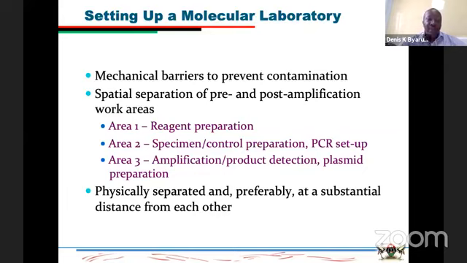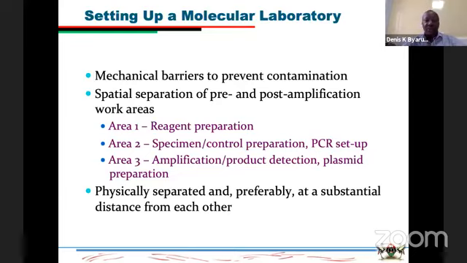We also recommend a separate area for specimen preparation, where you precisely receive the samples, you process them, and you do your extraction where necessary, or where you are having separate or combined processes for extraction. And area number three is normally where you do your amplification, and this could be combined with product detection, or sometimes if you have additional preparations like plasmids, then this is where you'd be manipulating your products. And you need to ensure that this area is decontaminated regularly, because this could serve as a potential source of contamination.